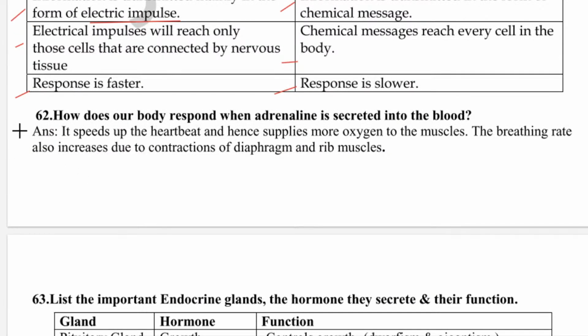Next question. Question number 62. How does our body respond when adrenaline is secreted in the blood? We can see the answer. It speeds up the heartbeat and hence supplies more oxygen to the muscles. The breathing rate also increases due to contractions of the diaphragm and the rib muscles.